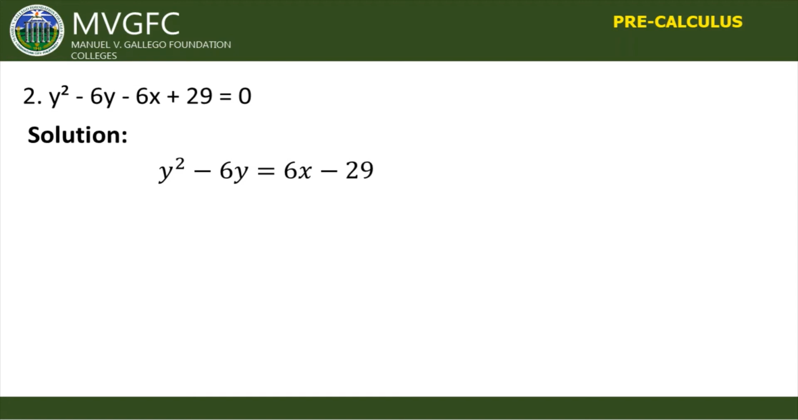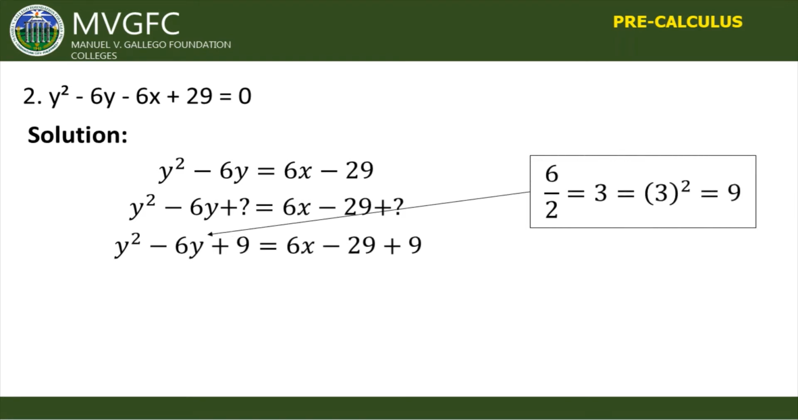Next is using factoring to have a perfect square trinomial, and of course by using the completing the square method. So the middle term, or the constant there, is negative 6 or simply 6. Then we have 6 divided by 2 is equal to 3. And 3 squared, or 3 times 3, is equal to 9. That's why we add 9 on both sides of the equation.